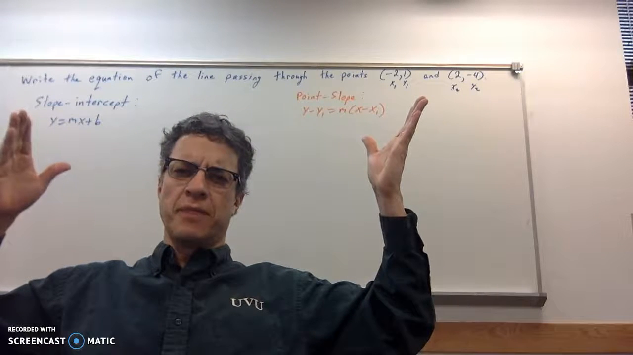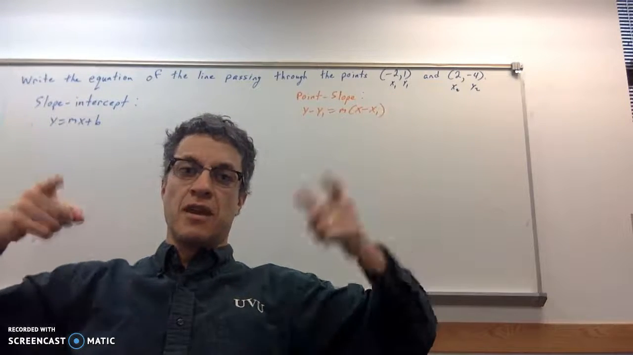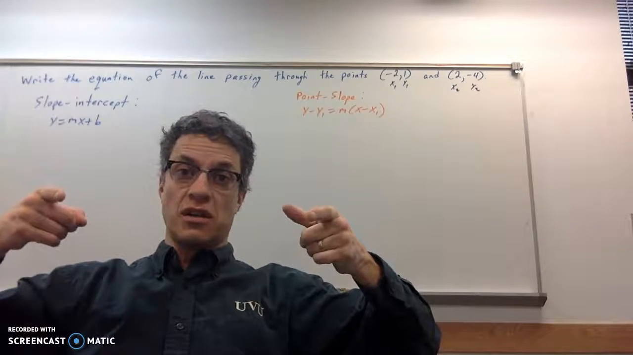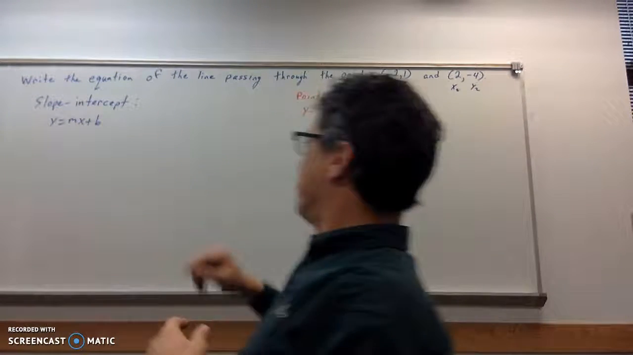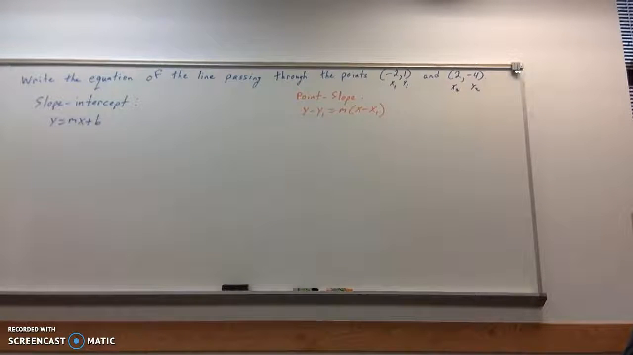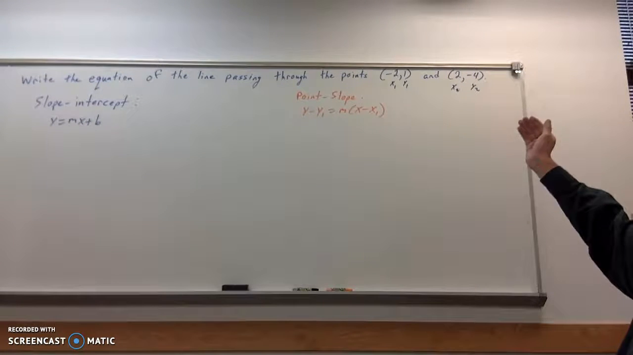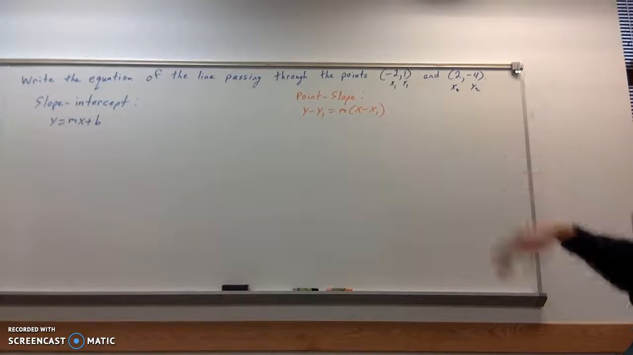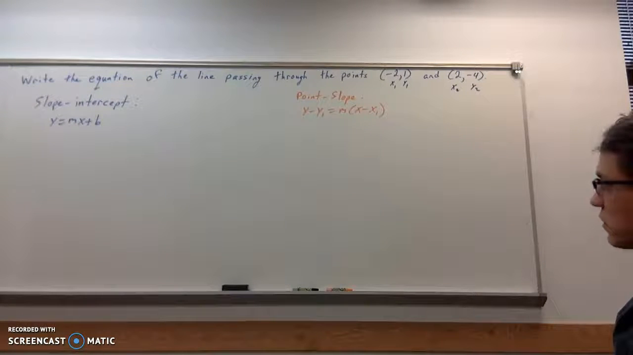Slope-intercept formula or point-slope formula? That is the question. Let's look at this problem. We're going to write the equation of the line passing through the points (-2, 1) and (2, -4). All right, so I went ahead and labeled my points x1, y1, and x2, y2 for a reason there.